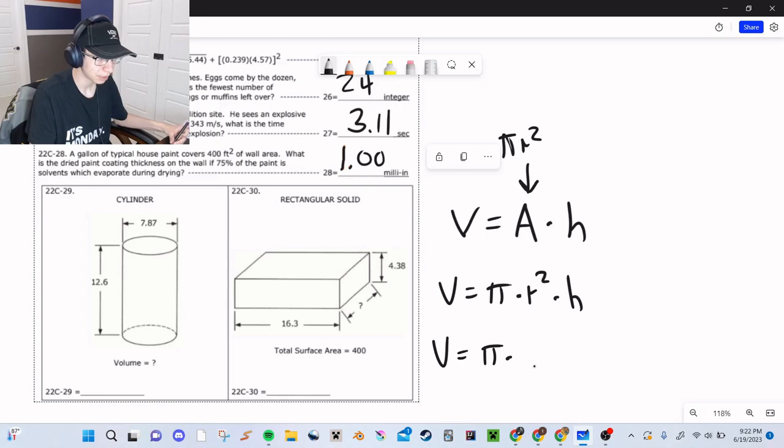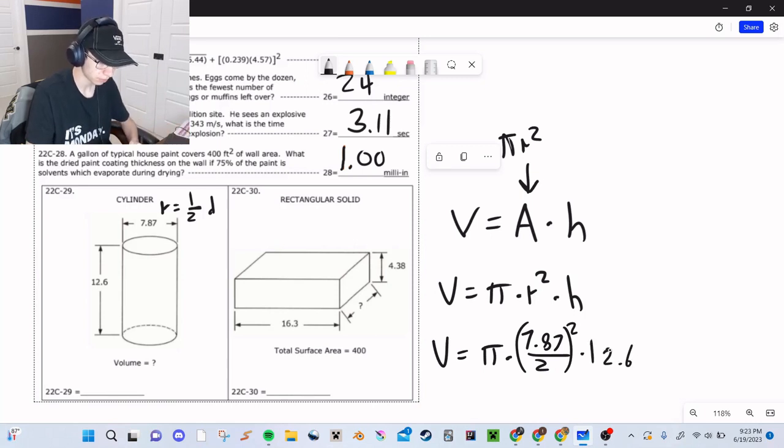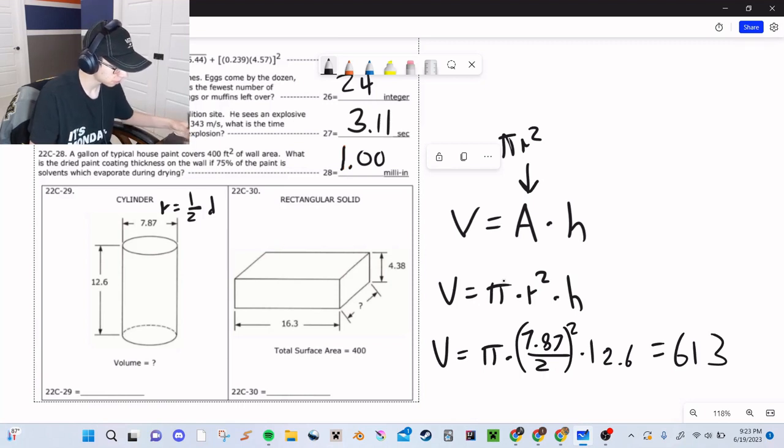So pi times my radius, right? My radius is equal to half my diameter. My diameter is 7.87, so I gotta half it to get my radius, so I'll square it. Times my height, 12.6. That's going to give me an answer of 613.